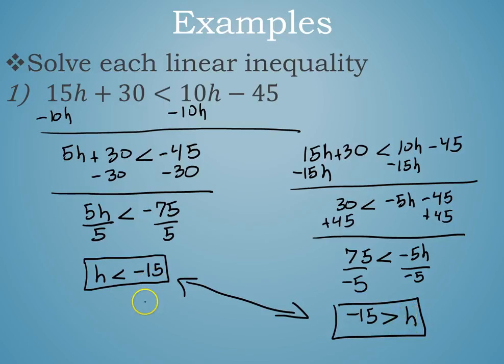And if you're ever not sure, for example, negative 20 is less than negative 15, and negative 15 is greater than negative 20. They're equivalent.